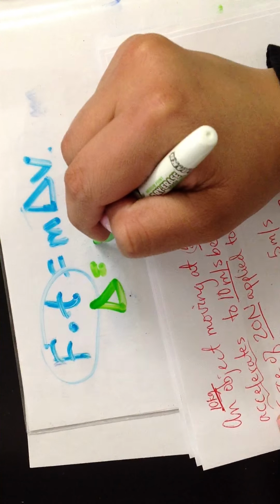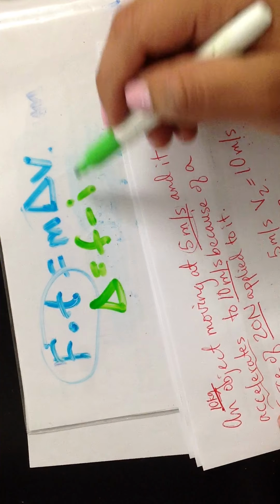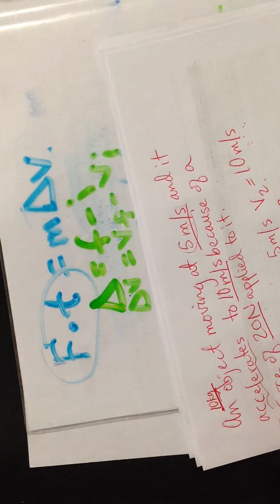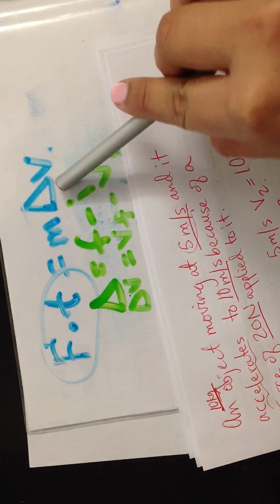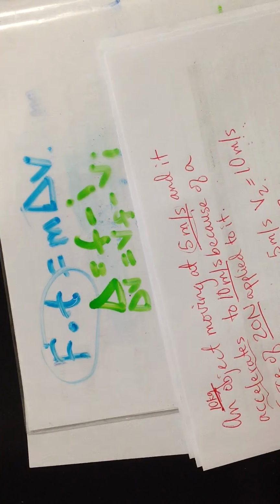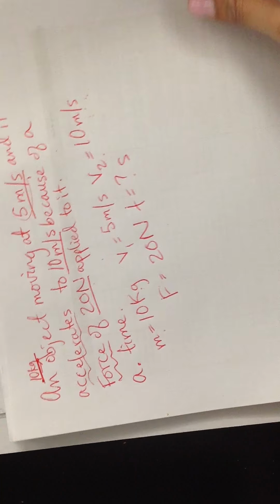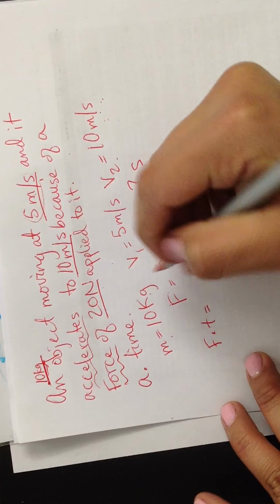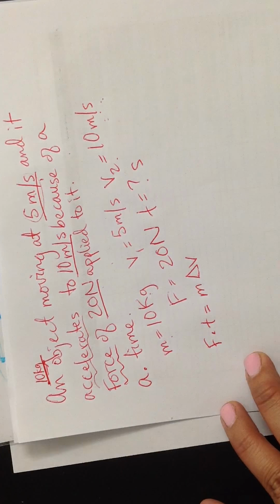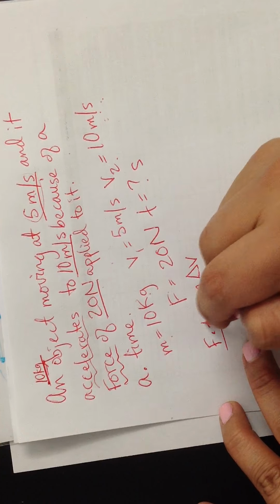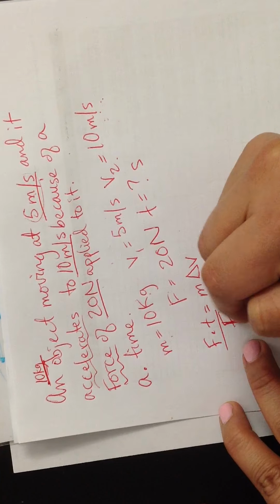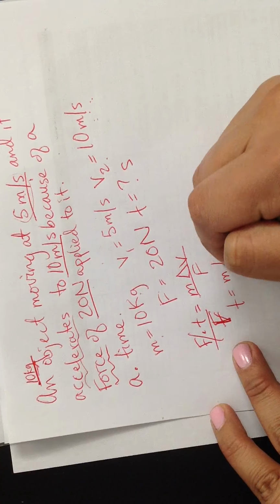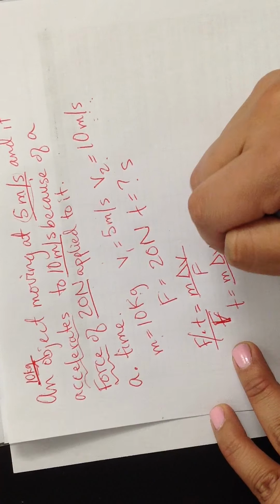Change, or delta, means final minus initial. So delta V really means V final minus V initial. Okay? So therefore, that means that I have this part here, and I also have the mass. So now it's just taking my equation and manipulating it. So I'm going to write down my formula here. F times T is equal to M times delta V. And so I'm looking for time, so I'm going to divide by F, not T, on both sides. So now I have T is equal to mass times delta V over my force.